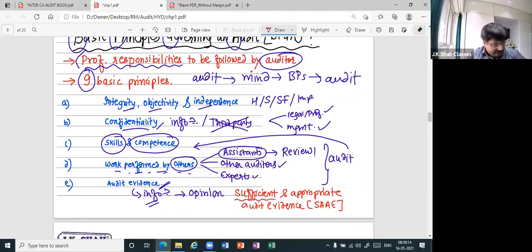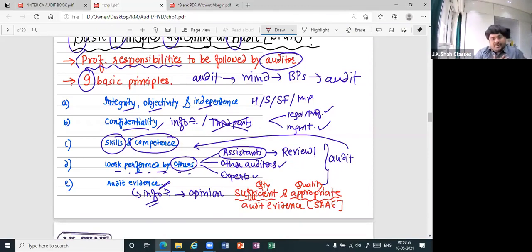It should be enough, quantity wise. And what do you mean by appropriate? It should be relevant and reliable. This is quality. I'll give you a simple example here. I want to give an opinion, so I require information. Can I give opinion on this much information? Just this little? No. So can I say I should require at least sufficient information? Next, it should be appropriate also.